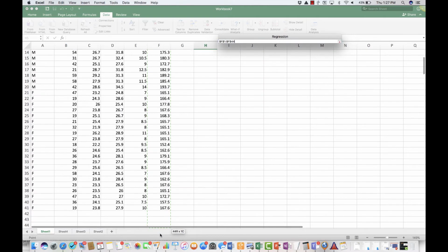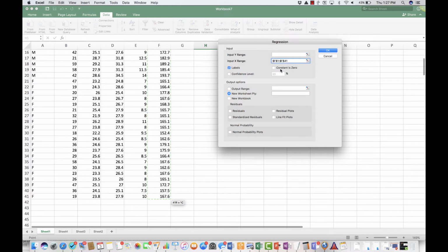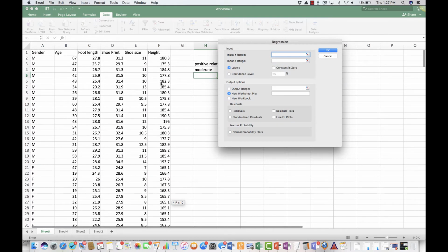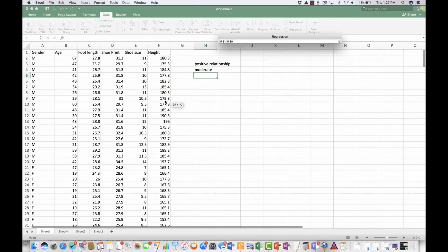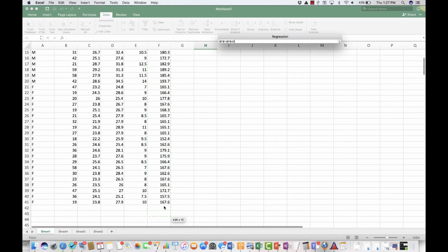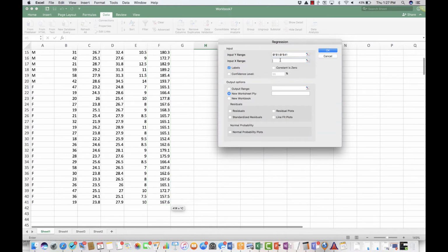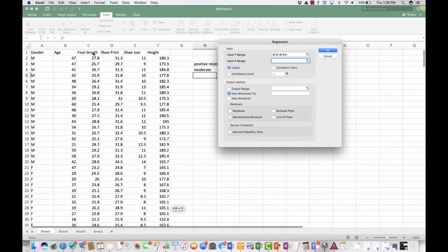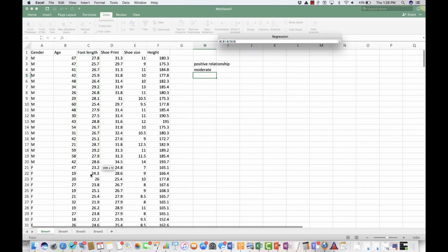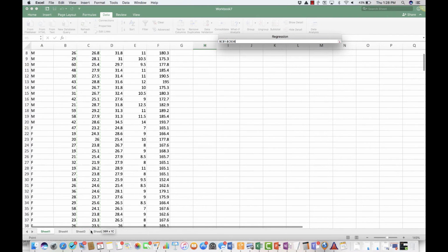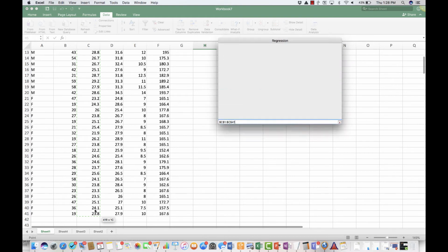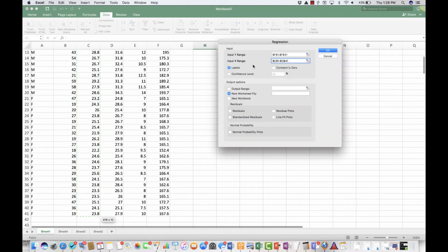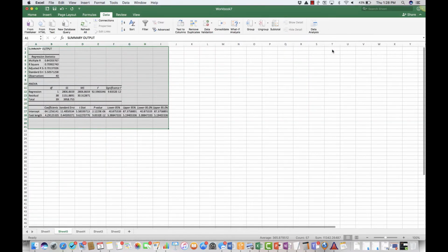So under the y, I will highlight all my y variables. Under x, I will highlight my foot length variables. Noticing I am highlighting the labels, I just like to keep things organized with labels, so I will click the labels button and hit OK.